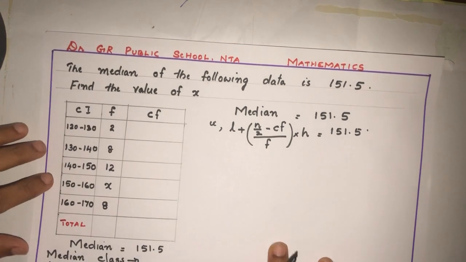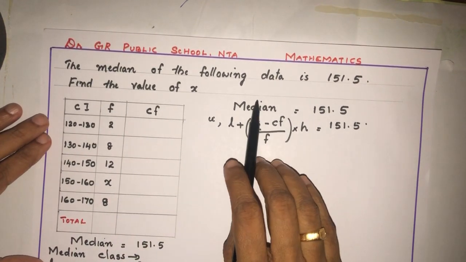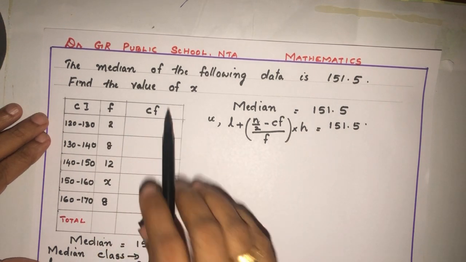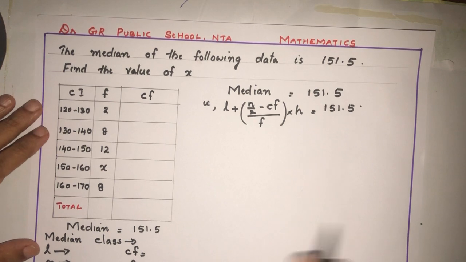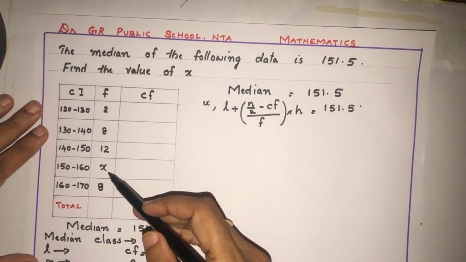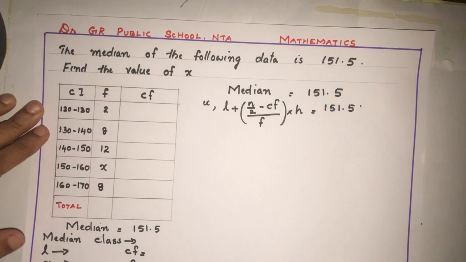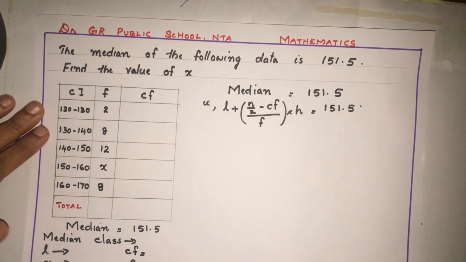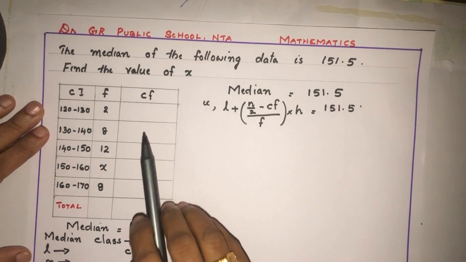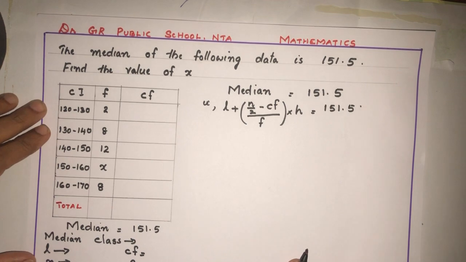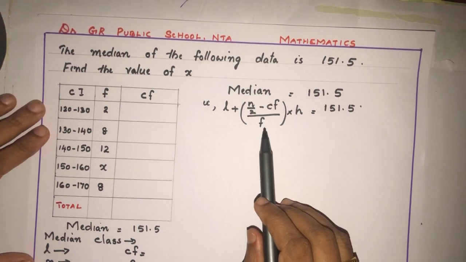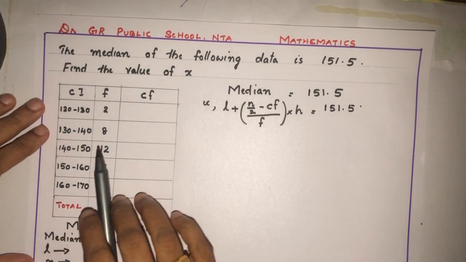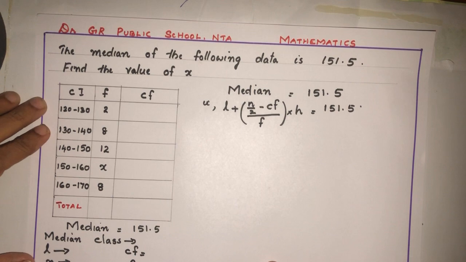Now come to this question. The median of the following data is 151.5. Find the value of x. Here one frequency is missing that we have to find out. Class intervals are given, frequencies are given, and we have to find out cumulative frequencies because we are going to apply the same formula to find out the missing frequency. So first let us complete the cumulative frequency column.